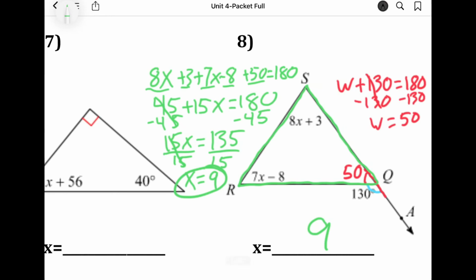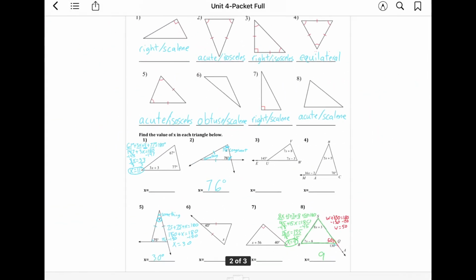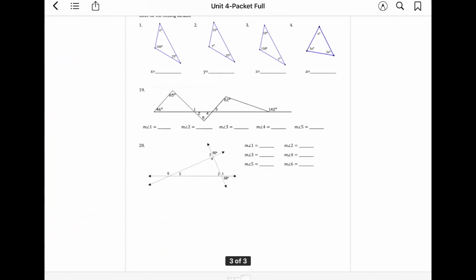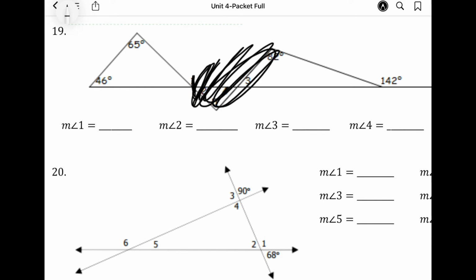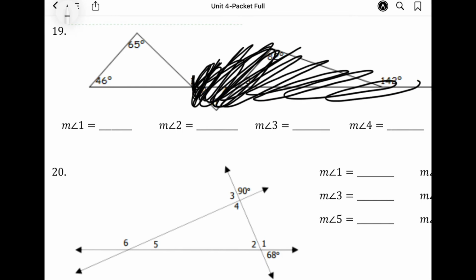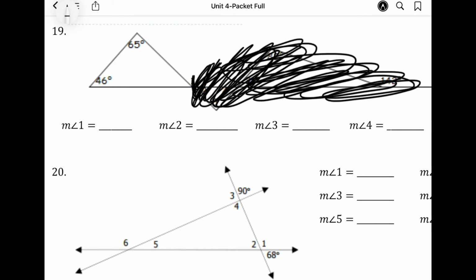Lastly, in this lesson, we tackled during class this crazy figure for number 19. Try not to get overwhelmed. My suggestion to most of you when we did this in class was to use a paper to cover up all but the first triangle. So if you have this, use a piece of paper to cover up what I'm covering up with my pencil, and only worry about that first triangle.